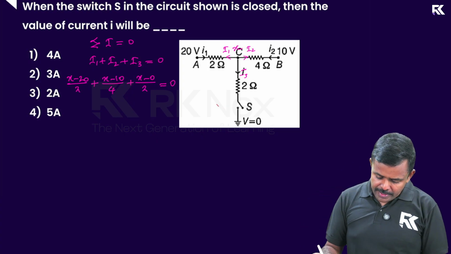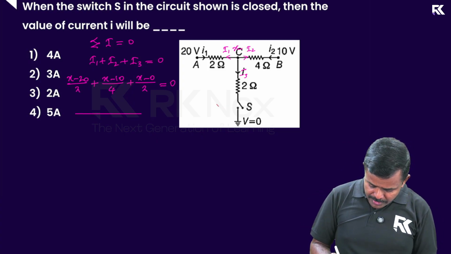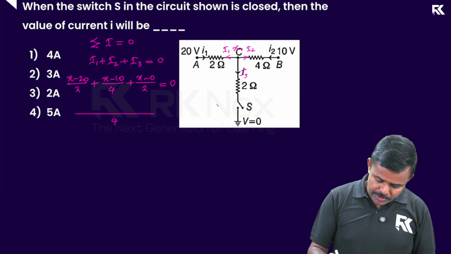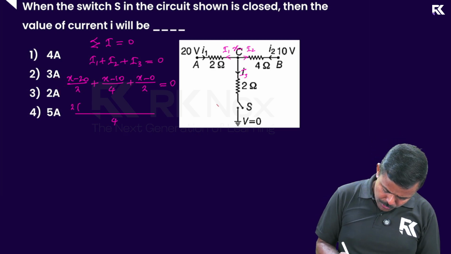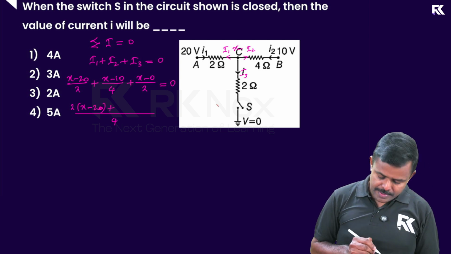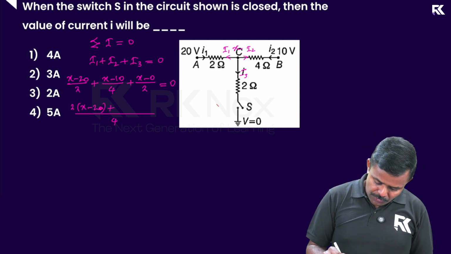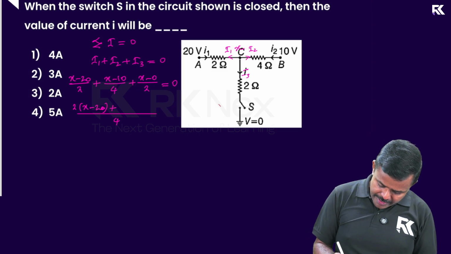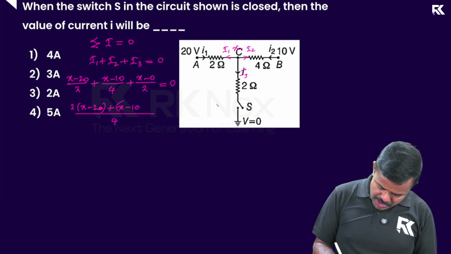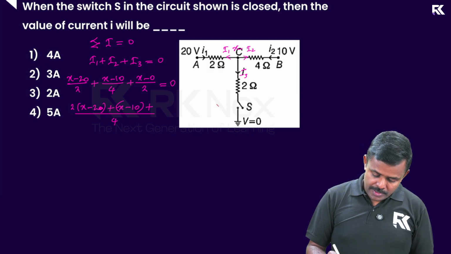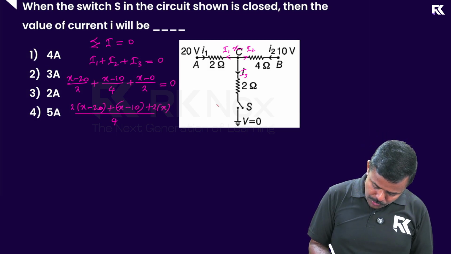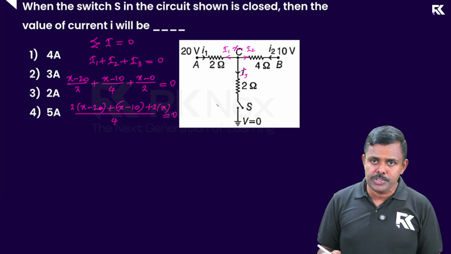Now let us simplify. The LCM is 4 here. If I want 4 in the denominator, I must multiply by 2 here, right? So 2 here as well. That makes it 2 into X minus 20, plus. The second term already has 4 in the denominator, so I can retain it as such, X minus 10, plus. For the third term, I have to multiply by 2: 2 into X should be equal to 0.